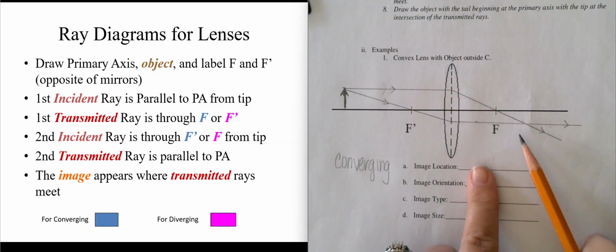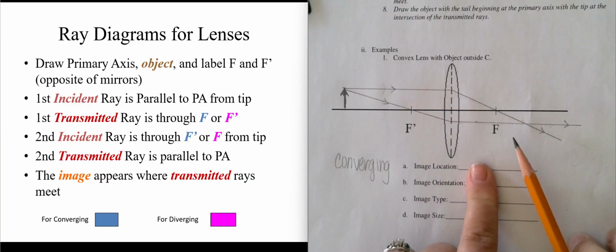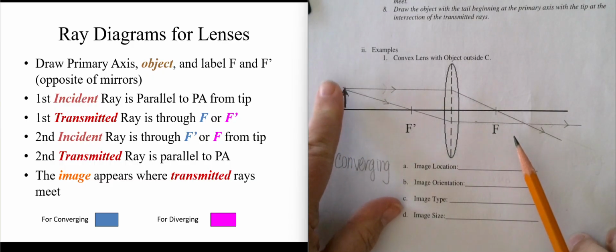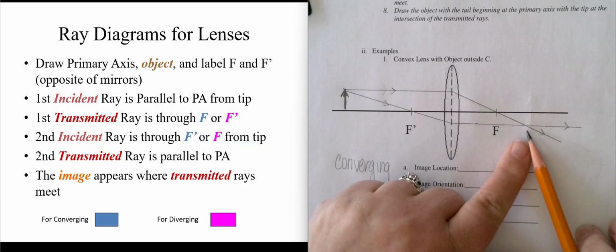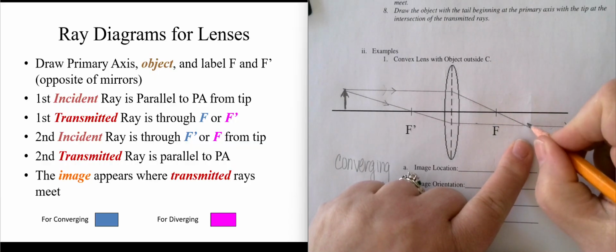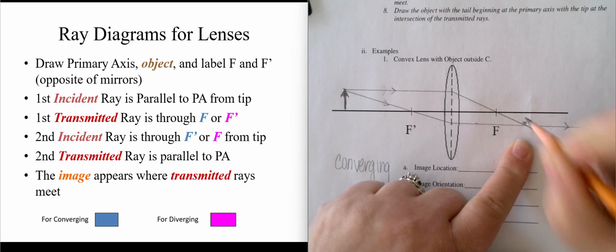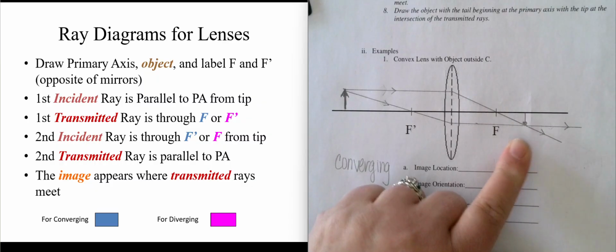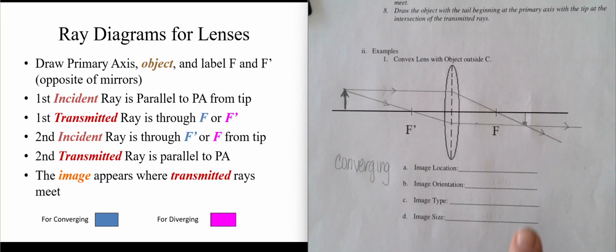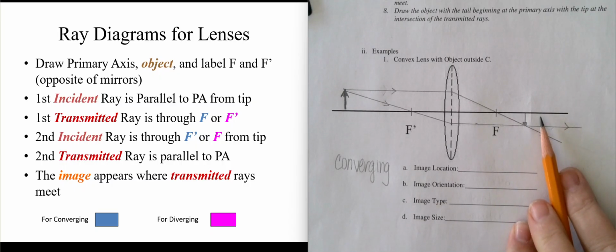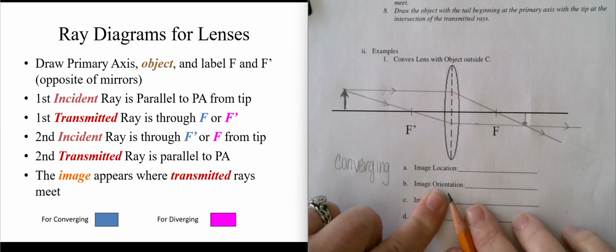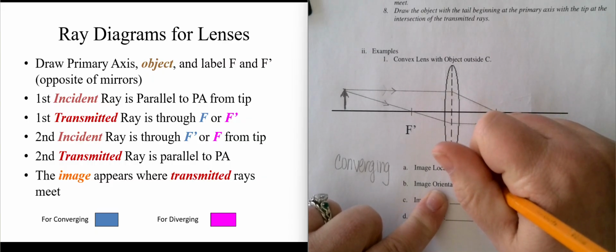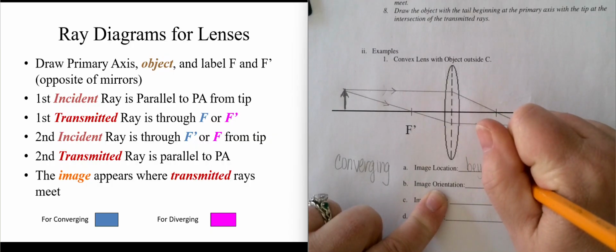Now, the transmitted rays actually meet. Where the incident rays started was the tip of our object, which means our image is going to appear where our refracted or transmitted rays meet. So that's the tip of our image arrow, and then it goes up to our primary axis.